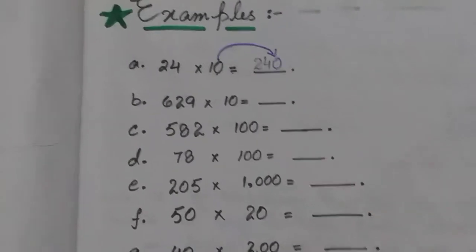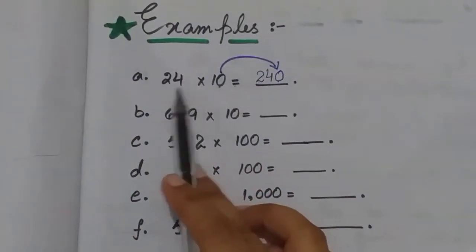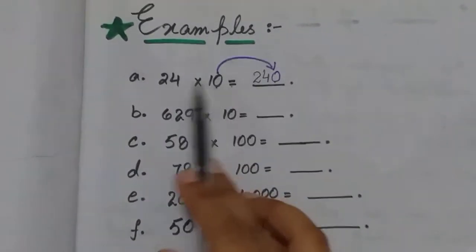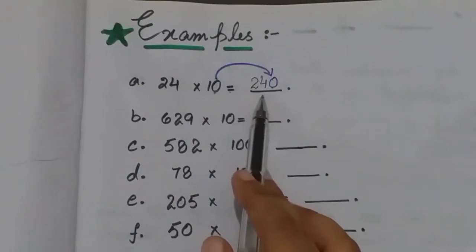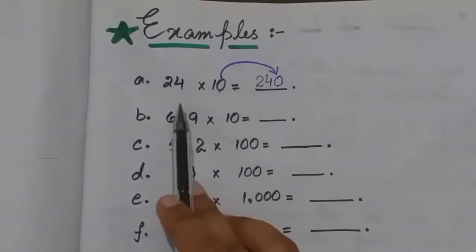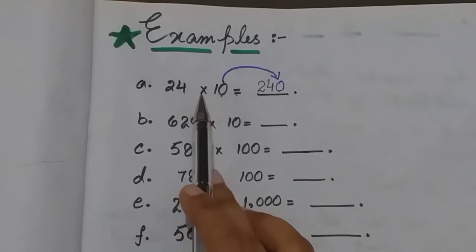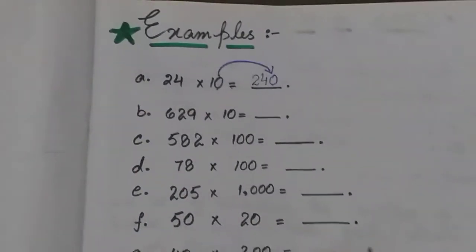So students, you have seen that we have found the product of these two numbers without doing long multiplication, just by a simple trick. Now let's solve some other examples.